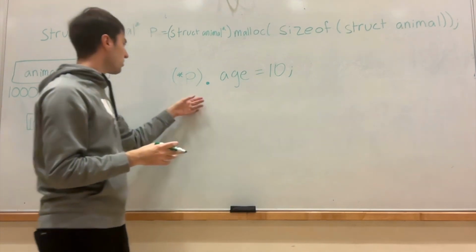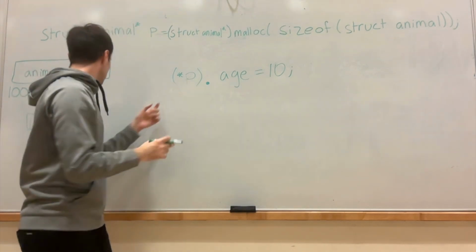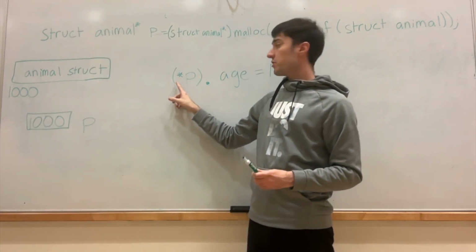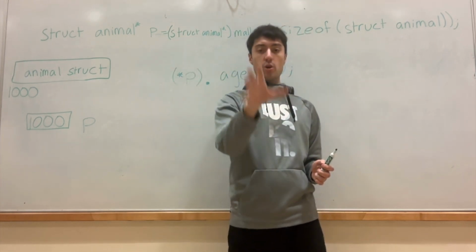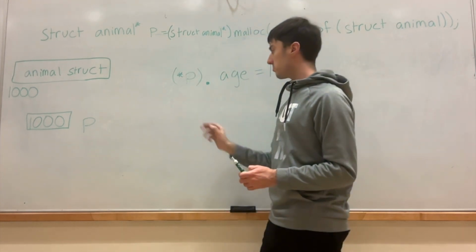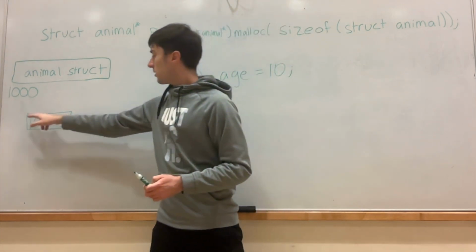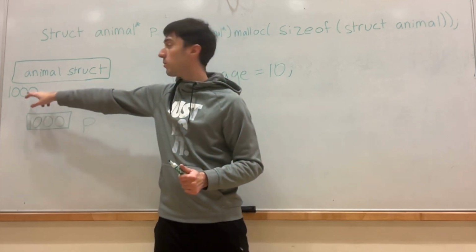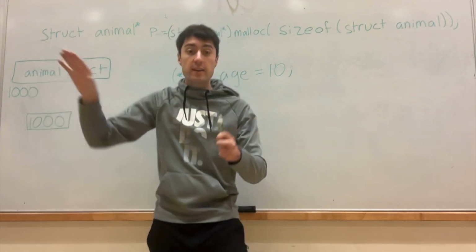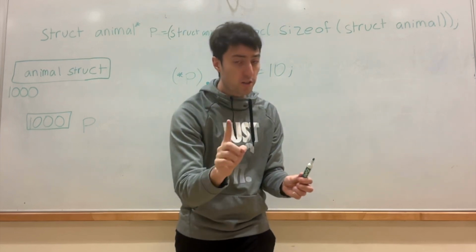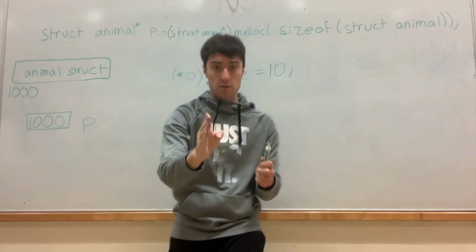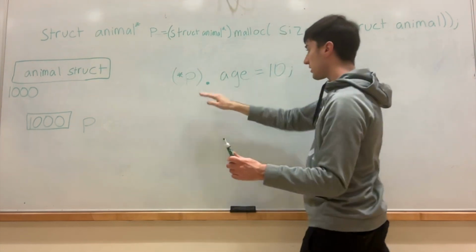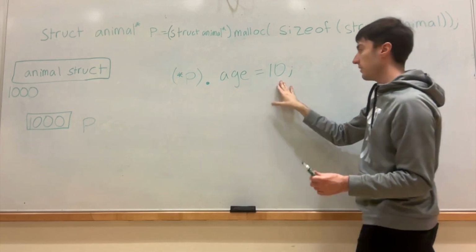So let's kind of go through what's going on, right? So I have P. It's right there. This dereference operator says go to the address which is stored in this pointer value. So I go to P. Here's the address which is stored in the pointer variable. I go to it and get this struct. Now I have the struct. I no longer have the pointer. Now I have the struct, and from the struct I can access the member variable and change it to 10.